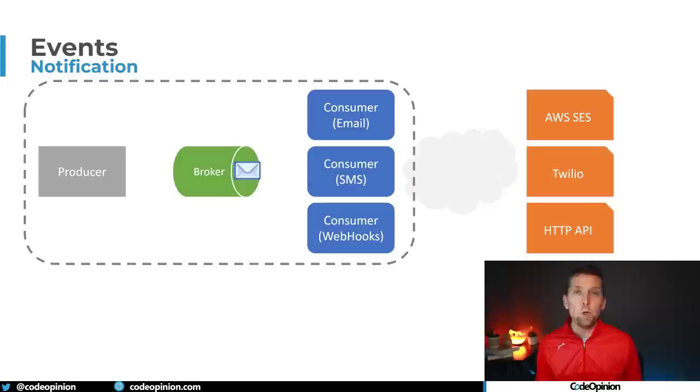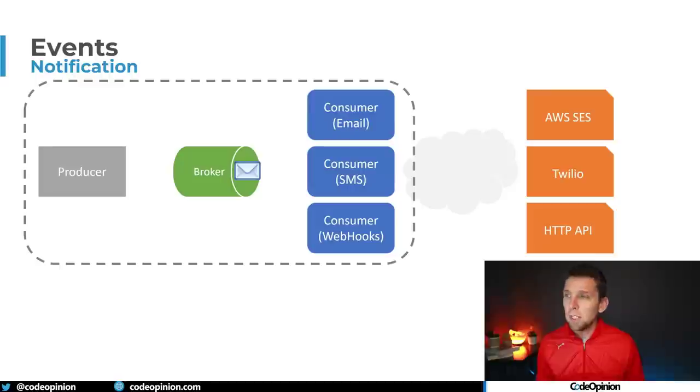Maybe we need to have some text message SMS go out to our customers. Maybe we have a webhook system where we want to call some other third-party HTTP API when an order is placed. All these can live within that same logical boundary, that service, and we could just have consumers for it, meaning we're producing the message, that event, and we're also consuming it.